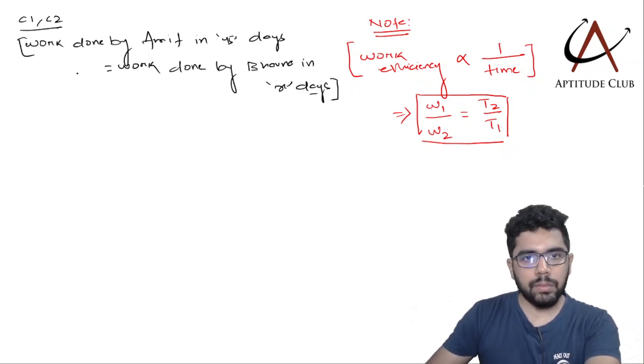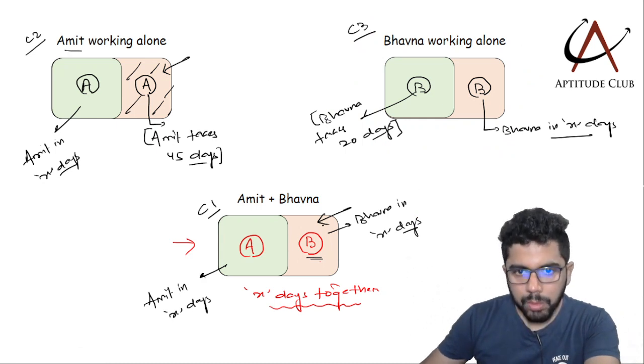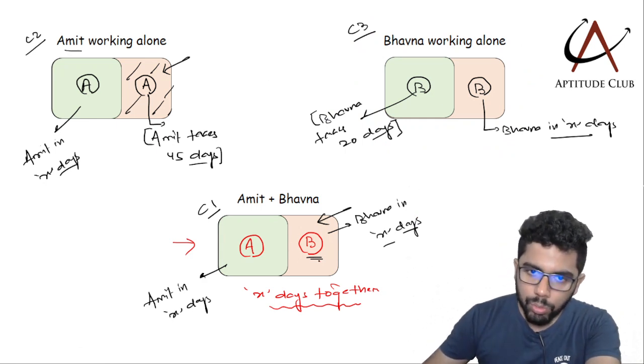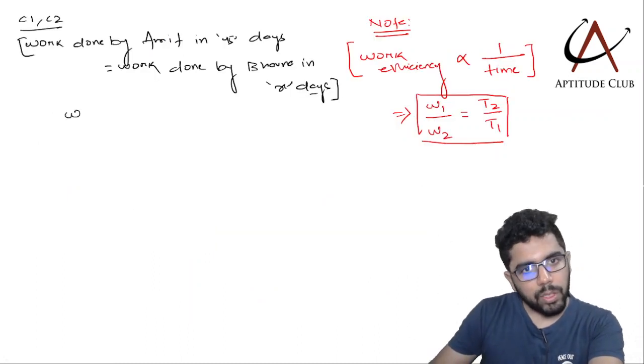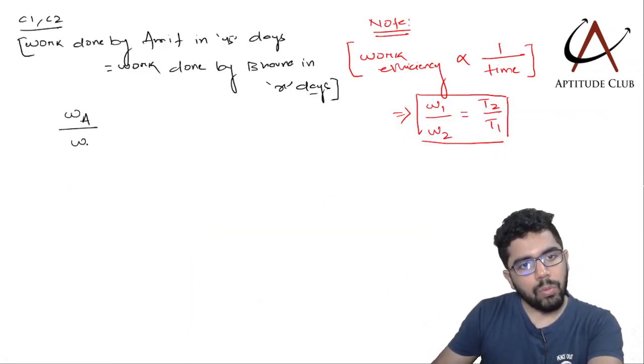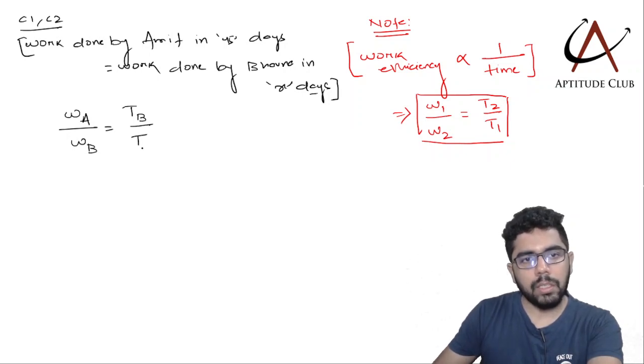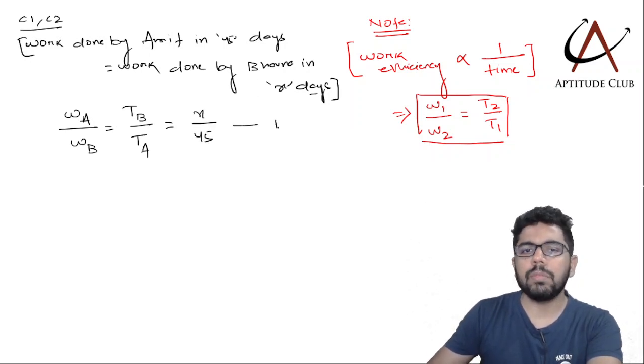From this relation, Bhavna used to do this amount of work in X days, and Amit takes 45 days to do that work. So I can write work efficiency of Amit to work efficiency of Bhavna is time taken by Bhavna to time taken by Amit. Time taken by Bhavna is X days, whereas Amit is taking 45 days, and this is my equation 1.